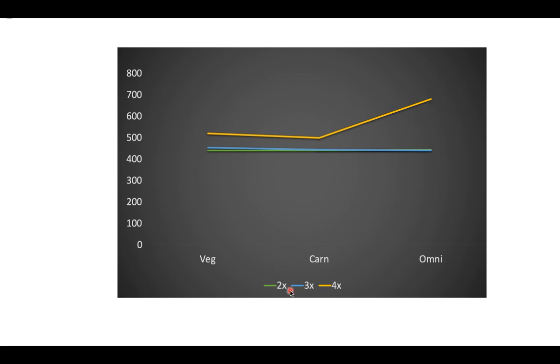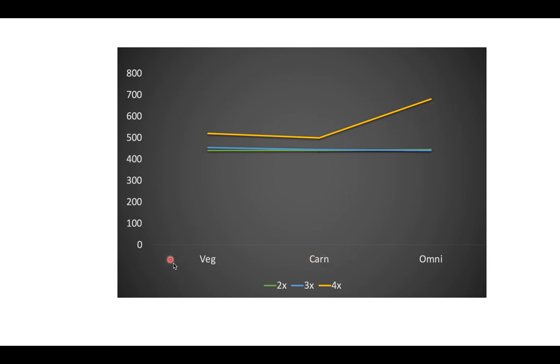So again, we could put this in the other direction with the other variable. We could say, what is the effect of training frequency on bench press maximum? Right? What is the effect of training frequency on bench press maximum? Well, it depends upon your diet. For vegetarian and carnivore diets, it doesn't matter, right? There is no effect of training frequency. But for omnivores, training 4 times per week provides this huge dramatic difference, right?